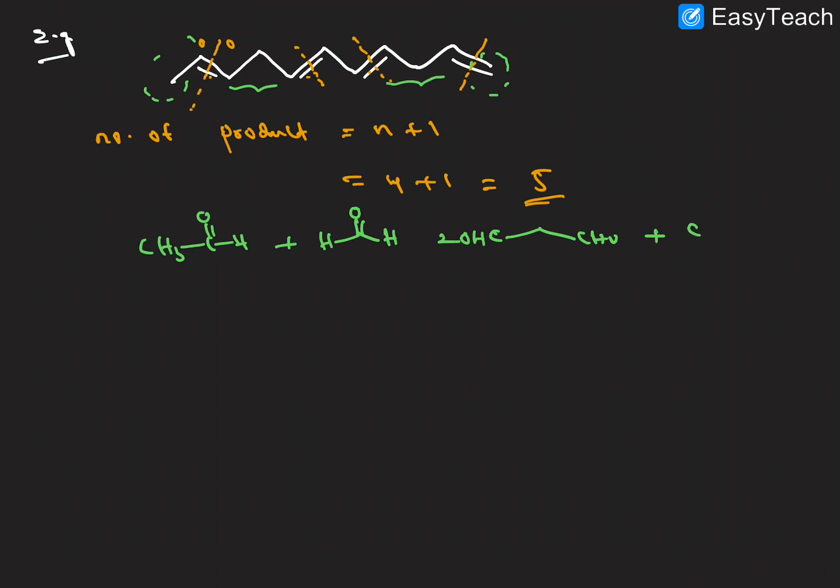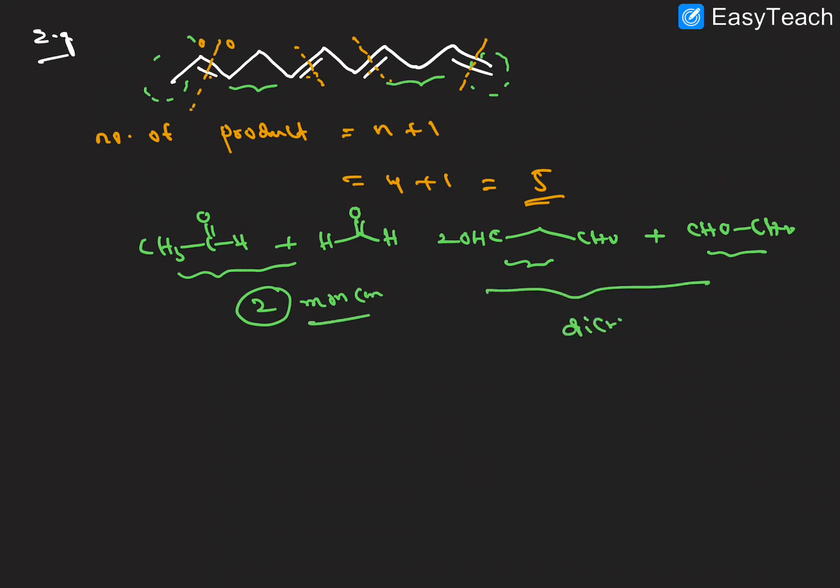And then the next one, CHO and CHO. This is also a dicarbonyl, so only 2 carbonyls are forming. Totally, here 2 are monocarbonyls, and the remaining 3 are dicarbonyls. I hope it is very clear. Before, we discussed the presence of the reducing agent, where zinc controls the oxidation.